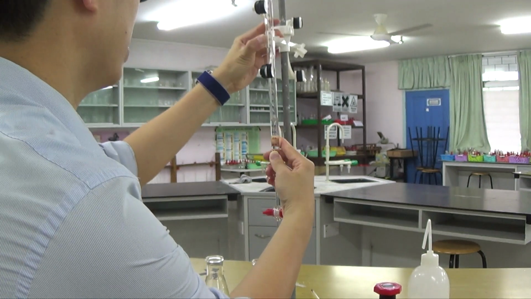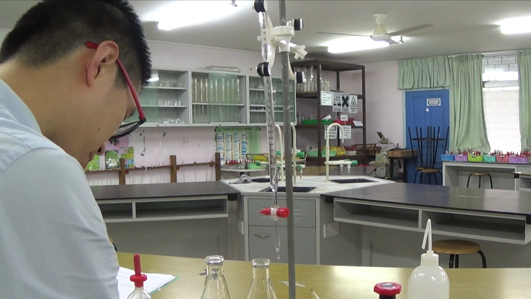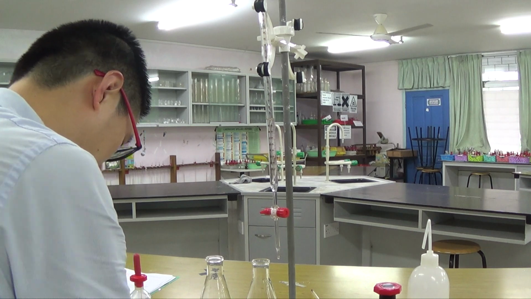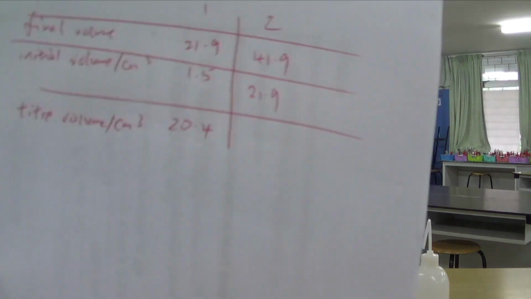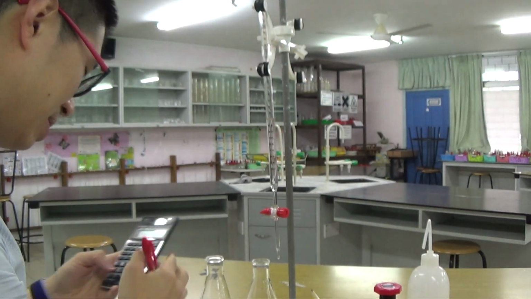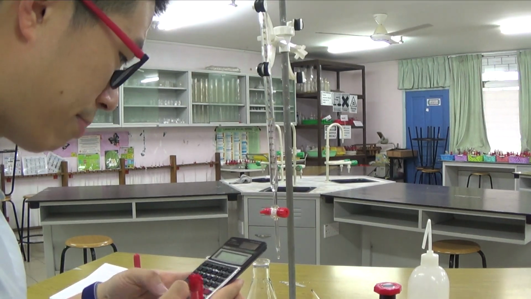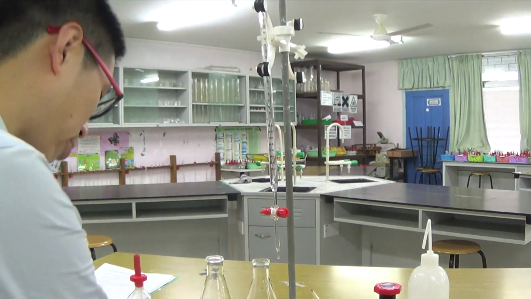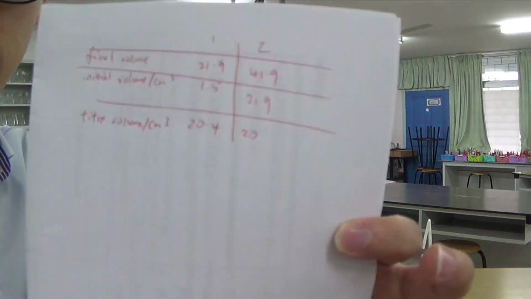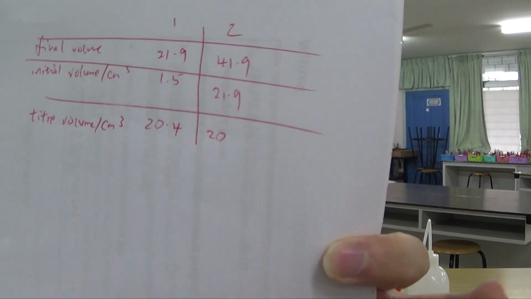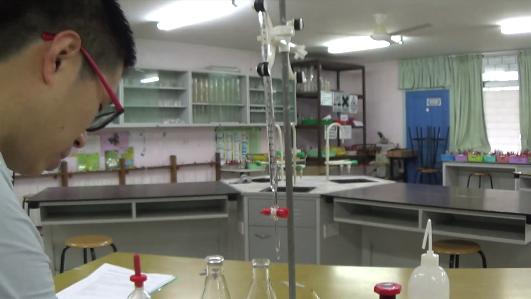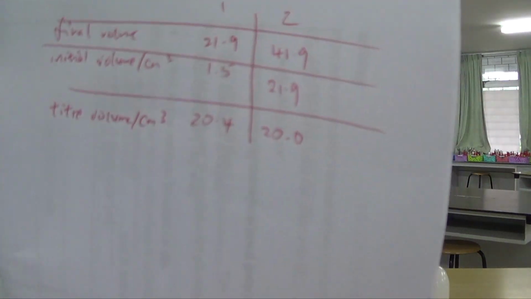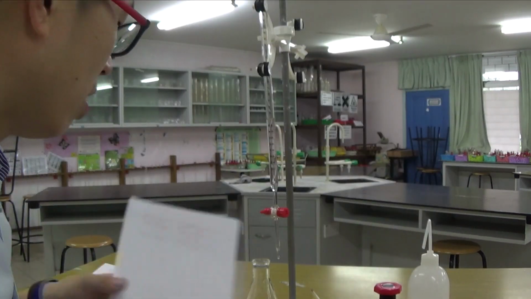So what do I have then? 41.9 for my final reading, minus 21.9. This is what my calculator showed me, 41.9 minus 21.9. This is what the calculator will show you. If you write this down as 20, you will have made a mistake because your calculator cannot think on your behalf. It's still a burette titre. It has to be to one decimal place, at least for this 14 to 16 years old, O-level, IGCSE, GCSE curriculum. And if you're doing A-levels, you will have to do this to 2 decimal places.